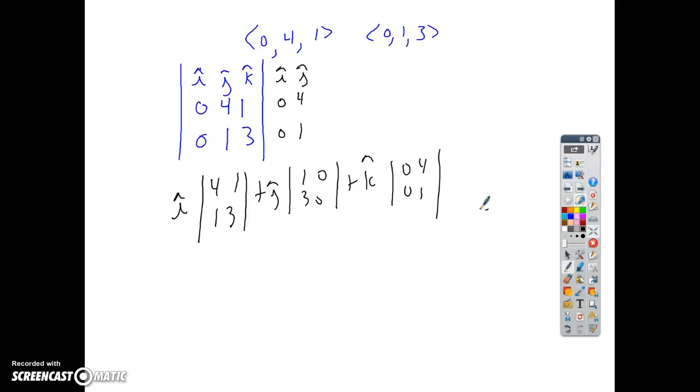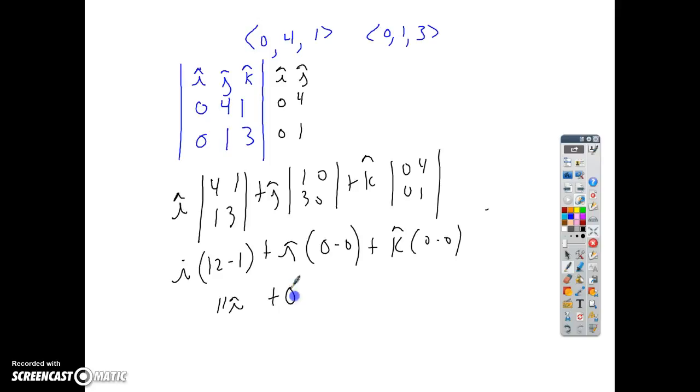Now I'm going to do my magic, right? I'm going to take this times this minus this times this. Agreed? This times this minus this times this. So I'm going to go i-hat is 12 minus 1, plus j-hat, which is 0 minus 0. So this is basically zero. Plus k-hat is 0 minus 0. And I end up with 11 i-hat plus 0 j-hat plus 0 k-hat.